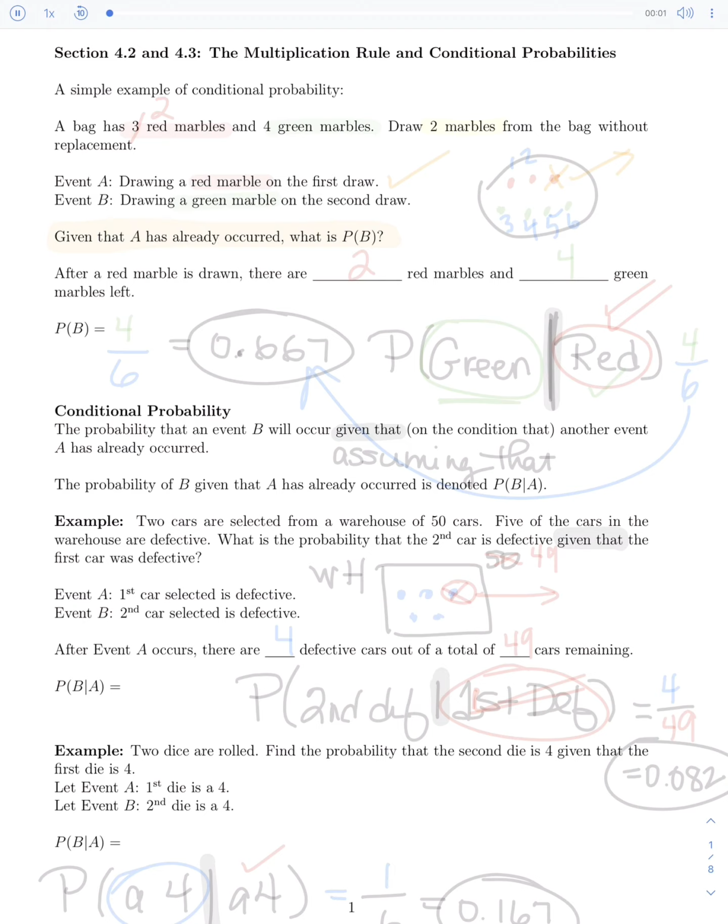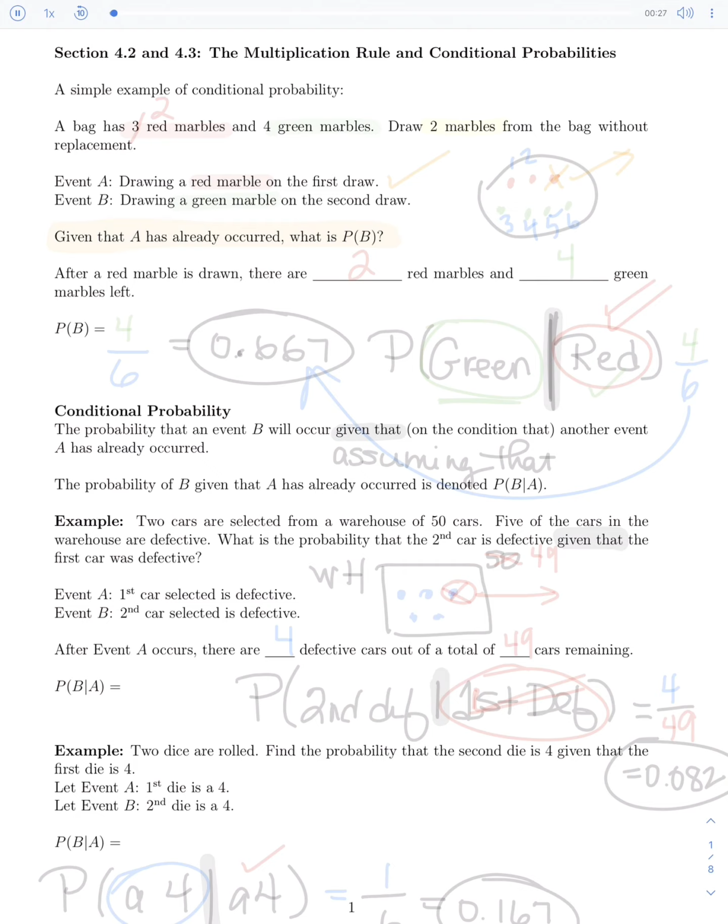This next part of the notes, I'm going to look at part of 4.2 and 4.3 all at the same time and group two ideas together because it'll make our lives a little bit easier. I actually want to talk about what are called conditional probabilities first, and then we'll talk about something called the multiplication rule.